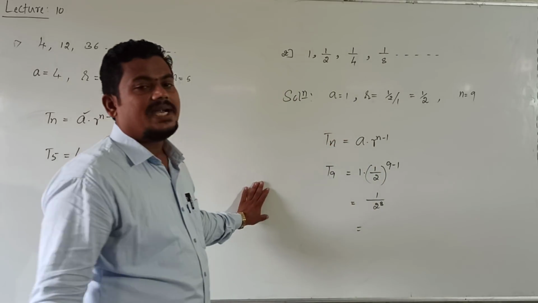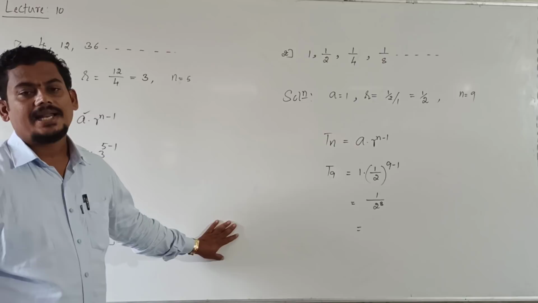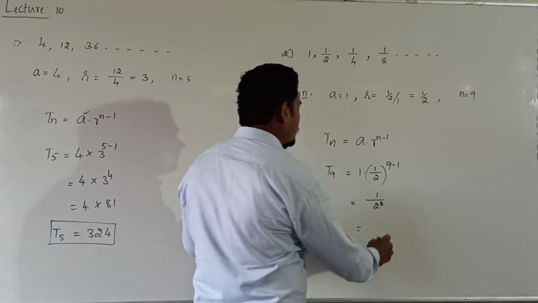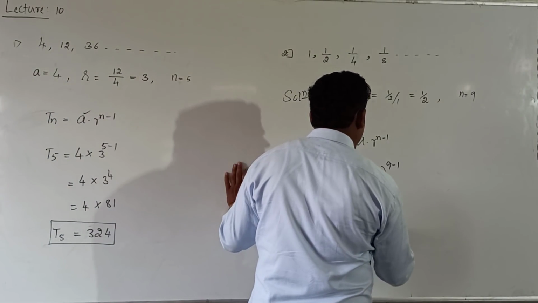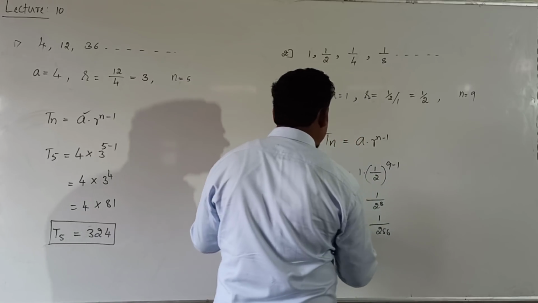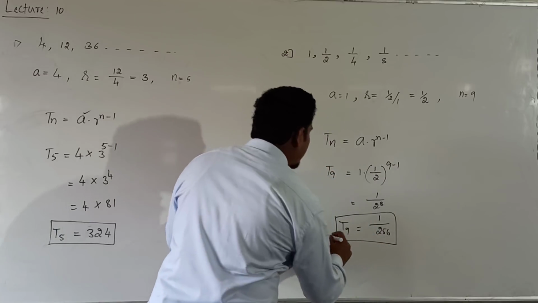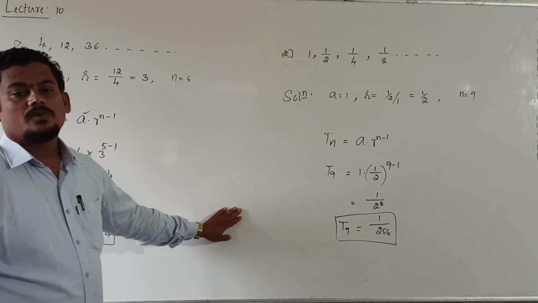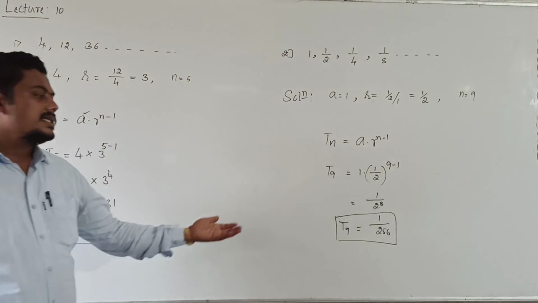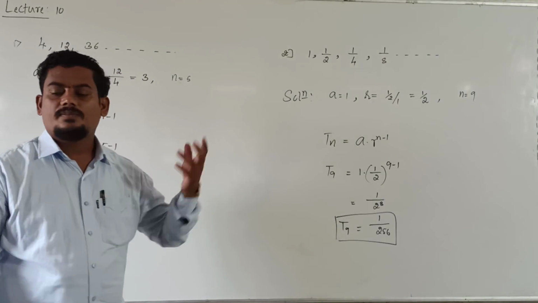That is 1 divided by 2 power 8 is 256. That is 1 divided by 256. Ninth term of this GP is 1 divided by 256. This is ninth term of this GP.